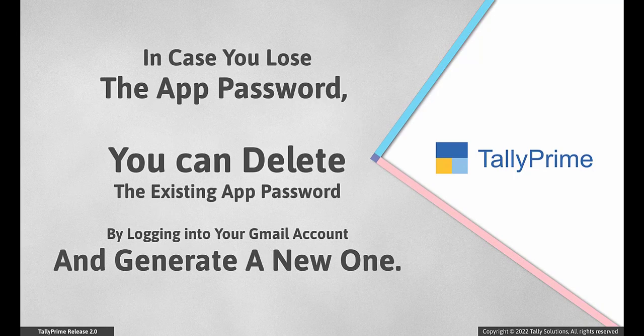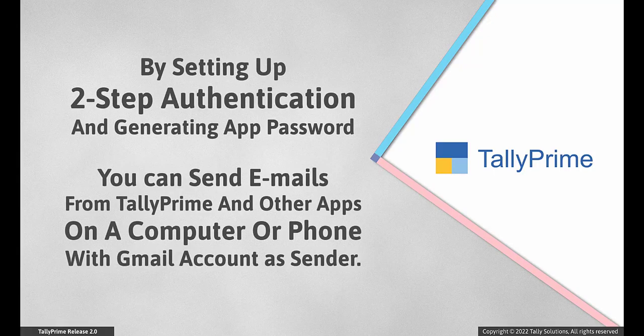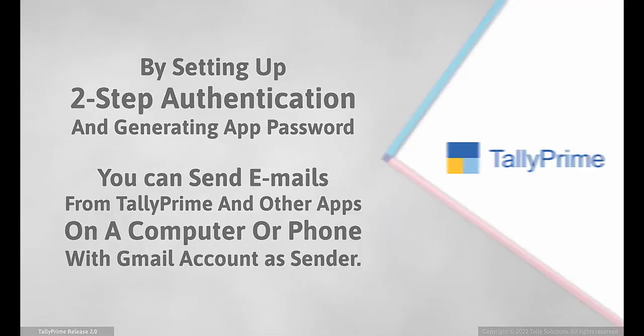If you lose the app password, you can delete the existing app password by logging into your Gmail account and generate a new one. By setting up two-step authentication and generating an app password, you can send mails from TallyPrime and other apps on a computer or phone with your Google ID as the sender.